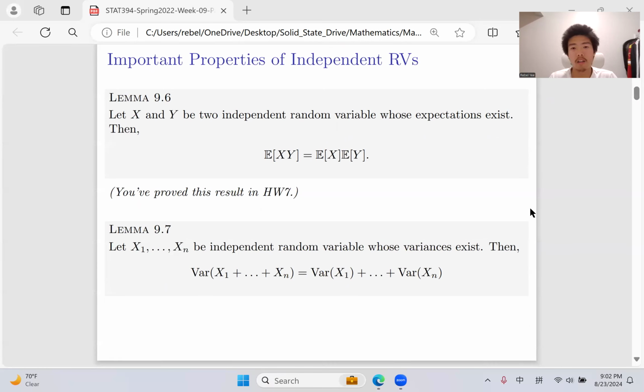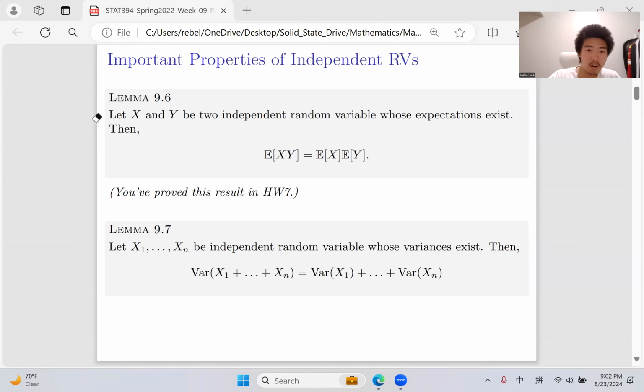So the first one is called the separation of expected value formulas, Lemma 6.9.6. Okay. As we studied with independent random variables before, if X and Y are two independent random variables whose expectations exist, which means the expected value of X and the expected value of Y both exist, then the expected value of their product is equal to the product of their expected values. So how does this happen?